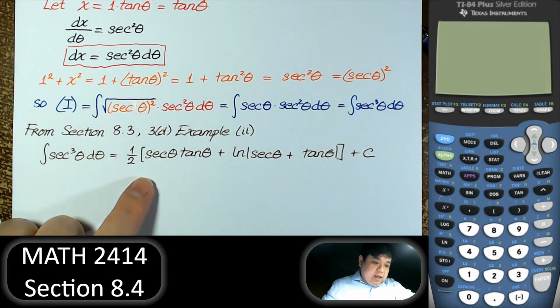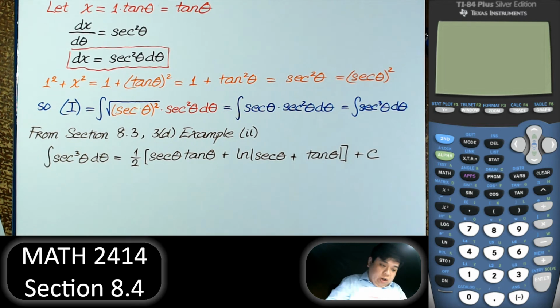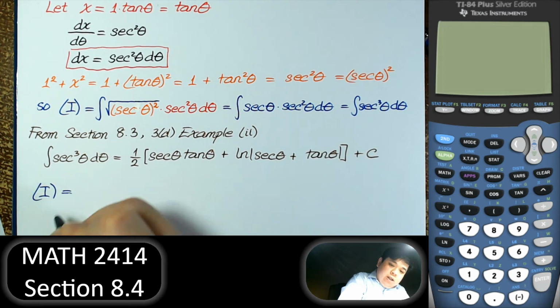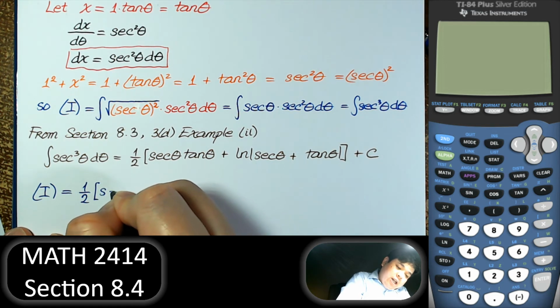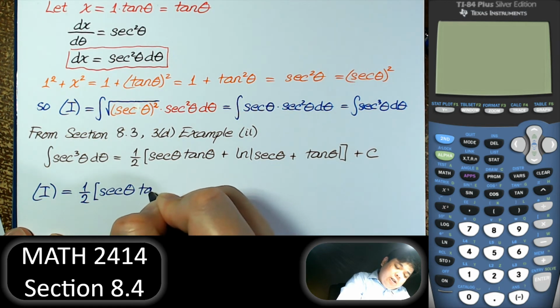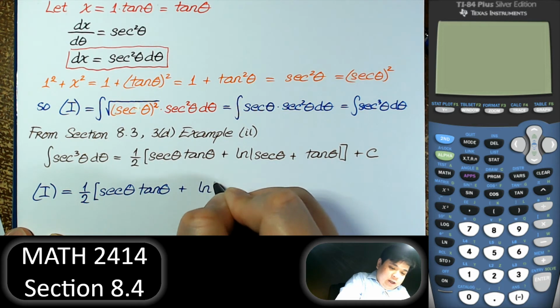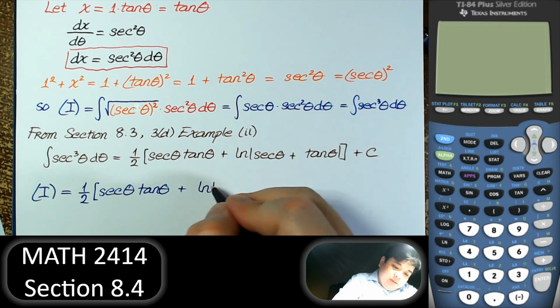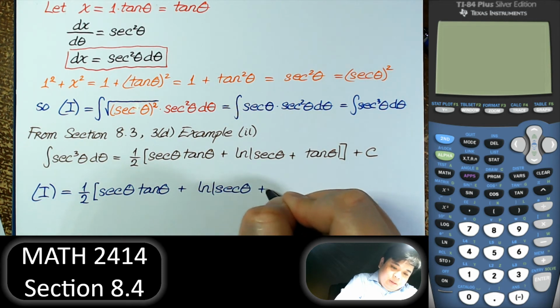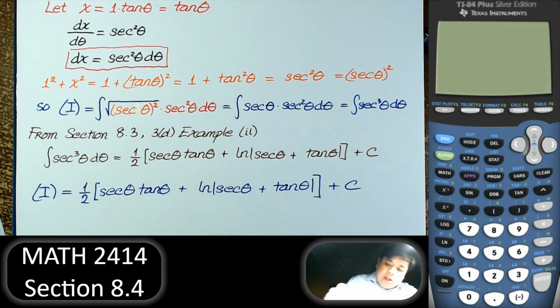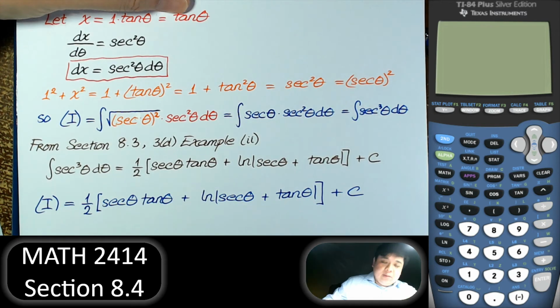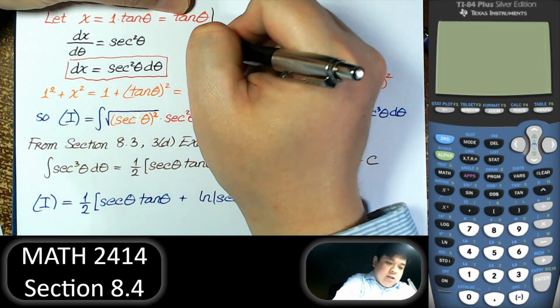we can write secant cube. So the integral will continue, and it equals 1/2 secant tangent plus ln of secant plus tangent. So we just need to determine what secant is and what tangent is. So we'll go back to this.